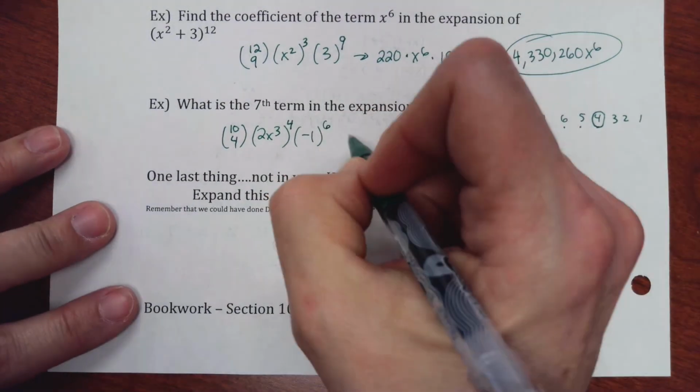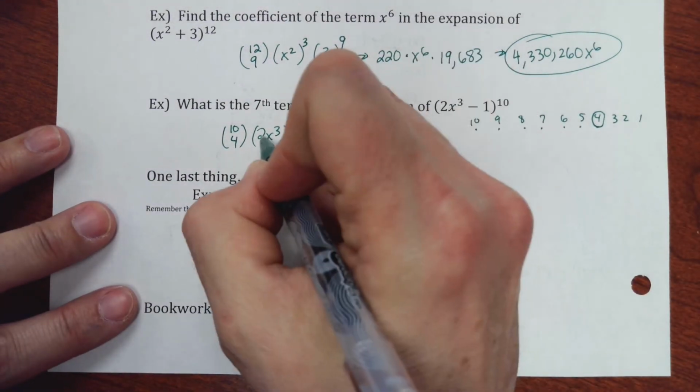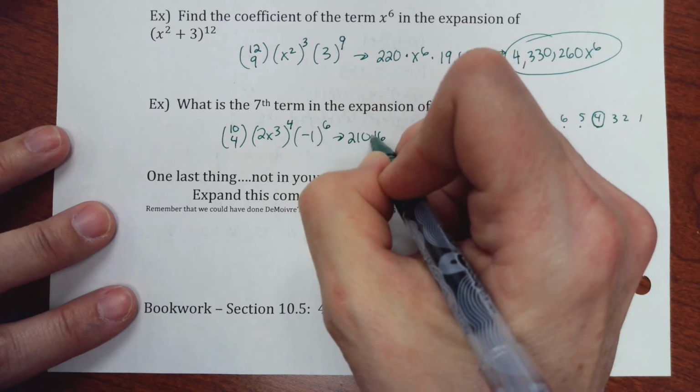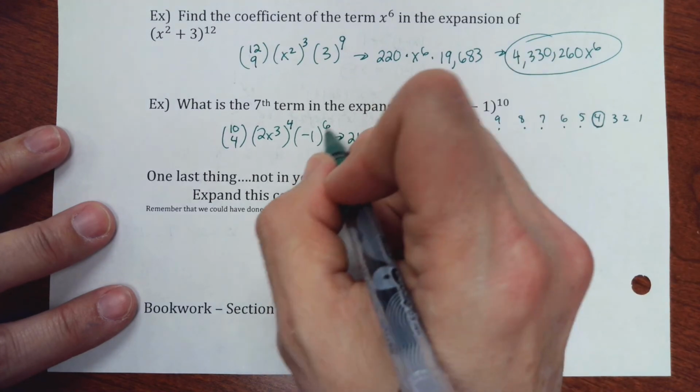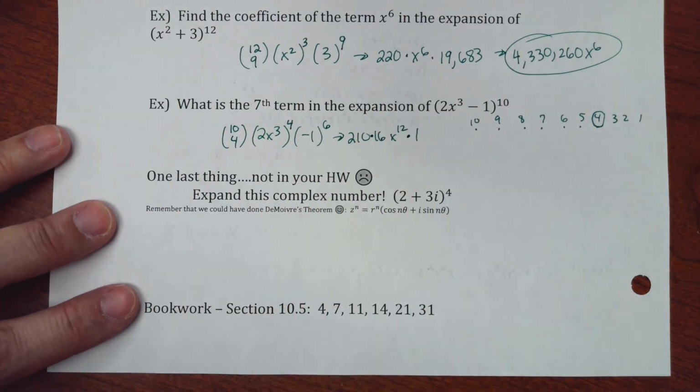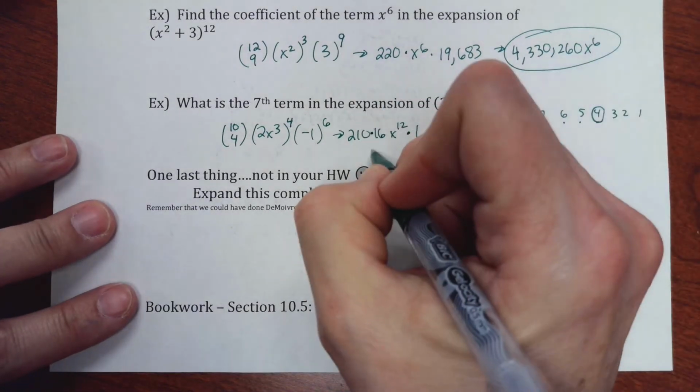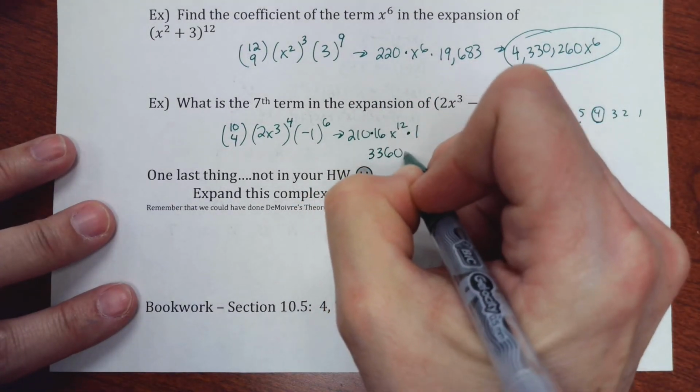All right, so 10 choose 4 is 210. 16, so times 16, x to the 12th. Times 1, this turns out to be. So 210 times 16 is 3,360, x to the 12th.